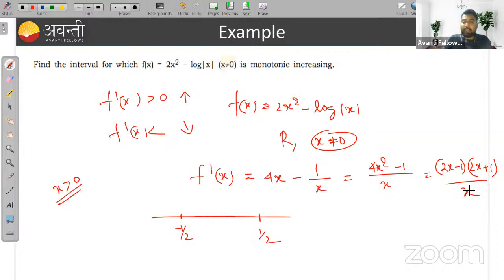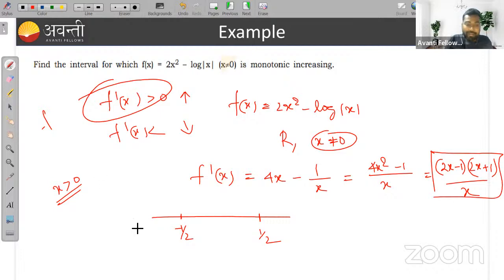So for x greater than 0, we are taking the numerator also. For this function to be monotonic increasing, that means this condition must hold, that this must be greater than 0. If we are taking x greater than 0, we know the denominator becomes positive. Understood or not? Denominator becomes positive, and whatever the numerator is for x greater than 0, we'll check now.